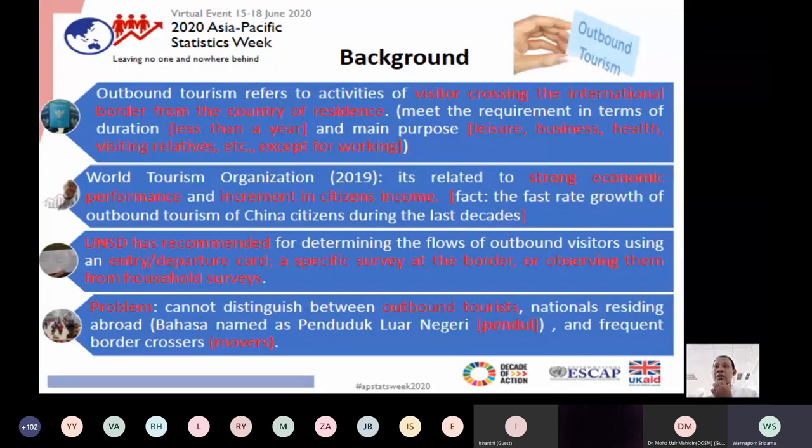And how do we calculate outbound tourism? UNSD, the United Nations Statistics Division, has recommended determining the flow of outbound visitors using an entry or departure card, a specific survey at the border, or observing them from household surveys. But actually the problem lies in that we cannot distinguish between outbound tourists, nationals residing abroad, or, in Bahasa, what we call frequent border crossers or movers.